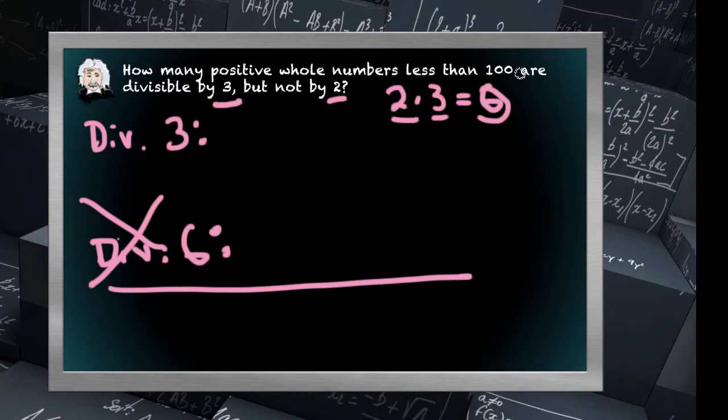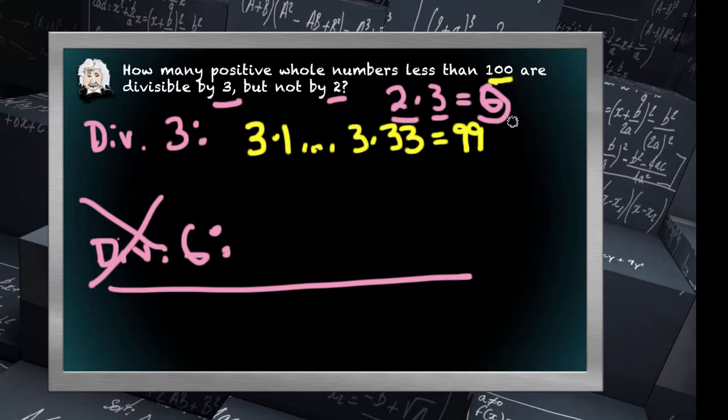How many numbers less than 100 are divisible by 3? Well, that's kind of easy. There are 33 of them. 3 times 1 all the way up to 3 times 33 equals 99 in that case. And the next 3 would go to 102, so that's over our range of less than 100. So there's 1, 2, 3, 4, all the way up to 33 multiples of 3 that are less than 100. So this indicates there are 33 positive whole numbers divisible by 3 and less than 100.